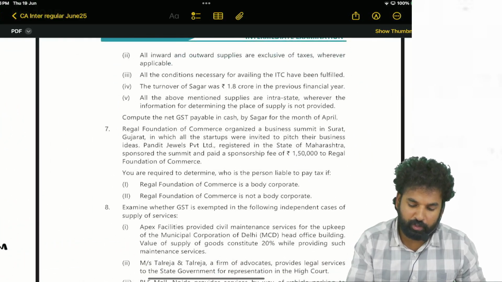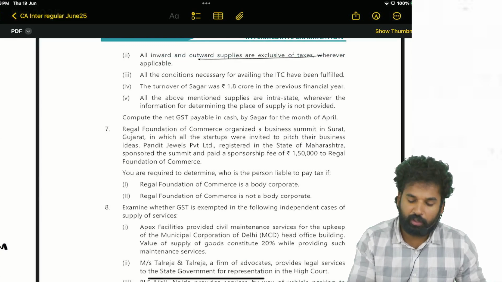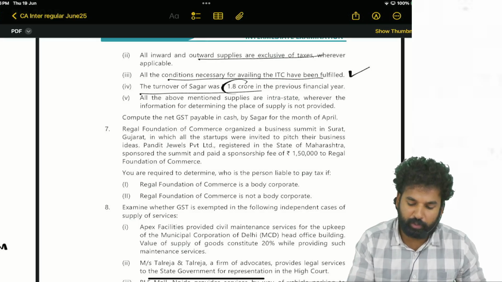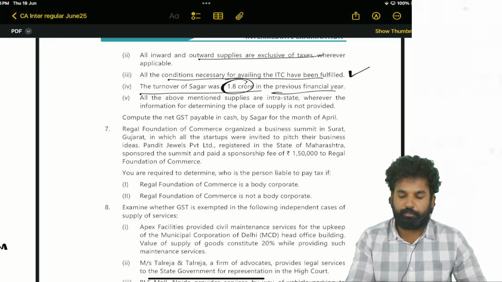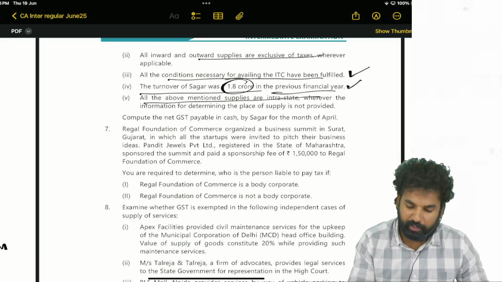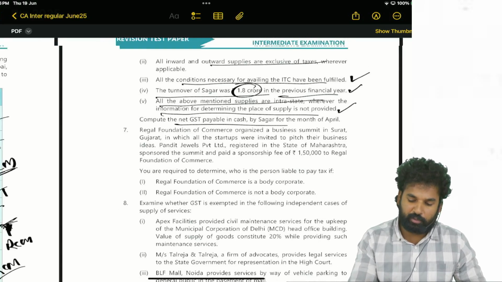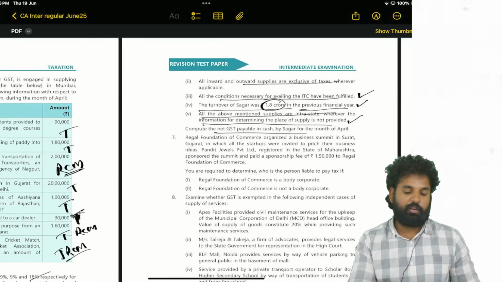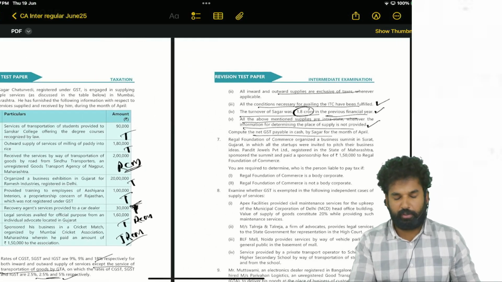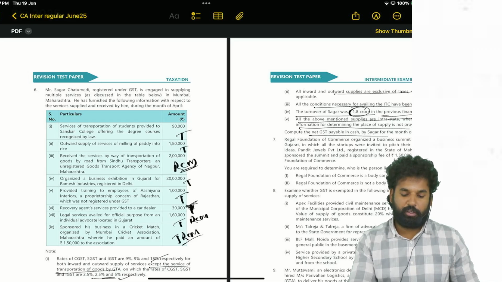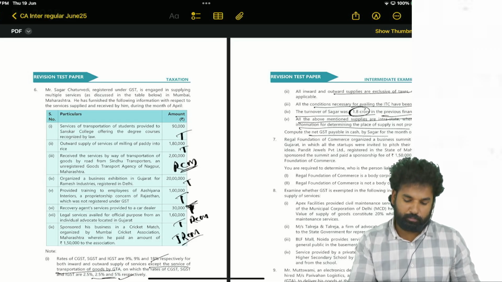Okay, next, all inward and outward supplies are exclusive of taxes. All other conditions necessary for availing ITC are fulfilled. Turnover of Sagar is 1.8 crores in the previous financial year. All the above mentioned supplies are intrastate, wherever information for determining place of supply is not provided. Net GST payable in cash by Sagar for the month of April. See, they have taken input tax credit. For input tax credit, all are on reverse charge mechanism basis only. Three inward supplies are there, and that too RCM.